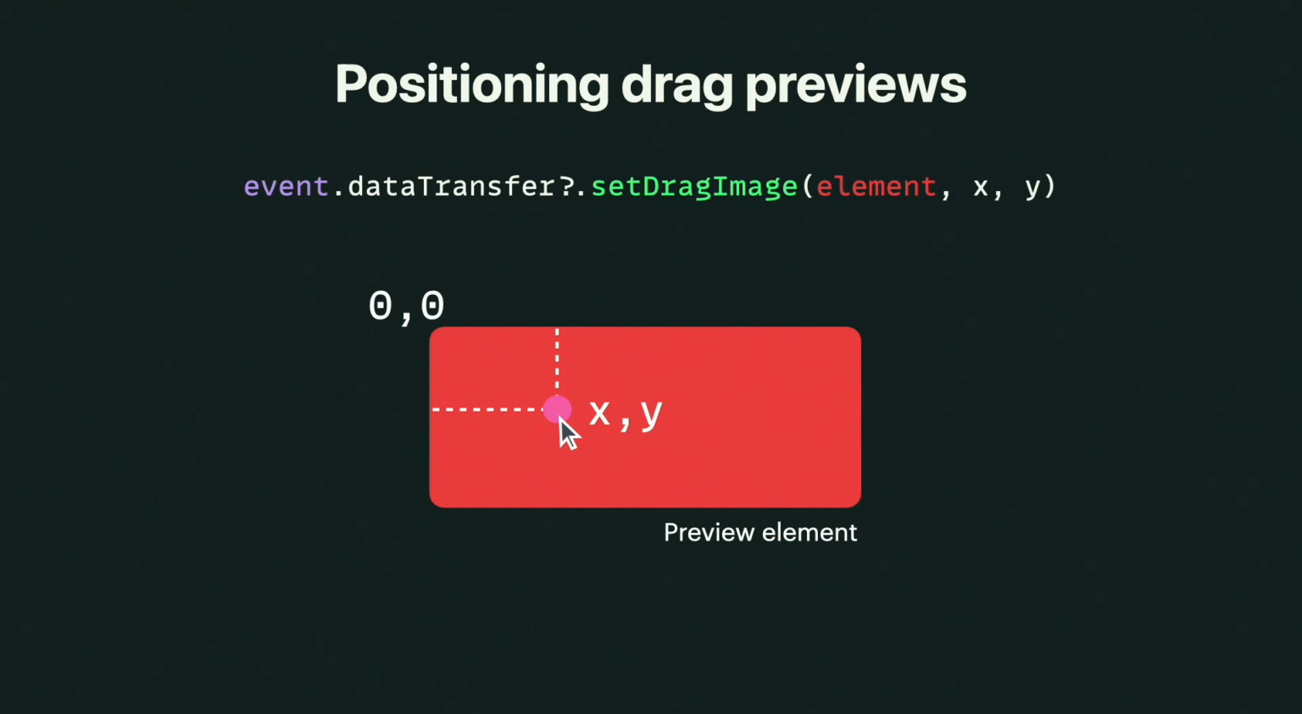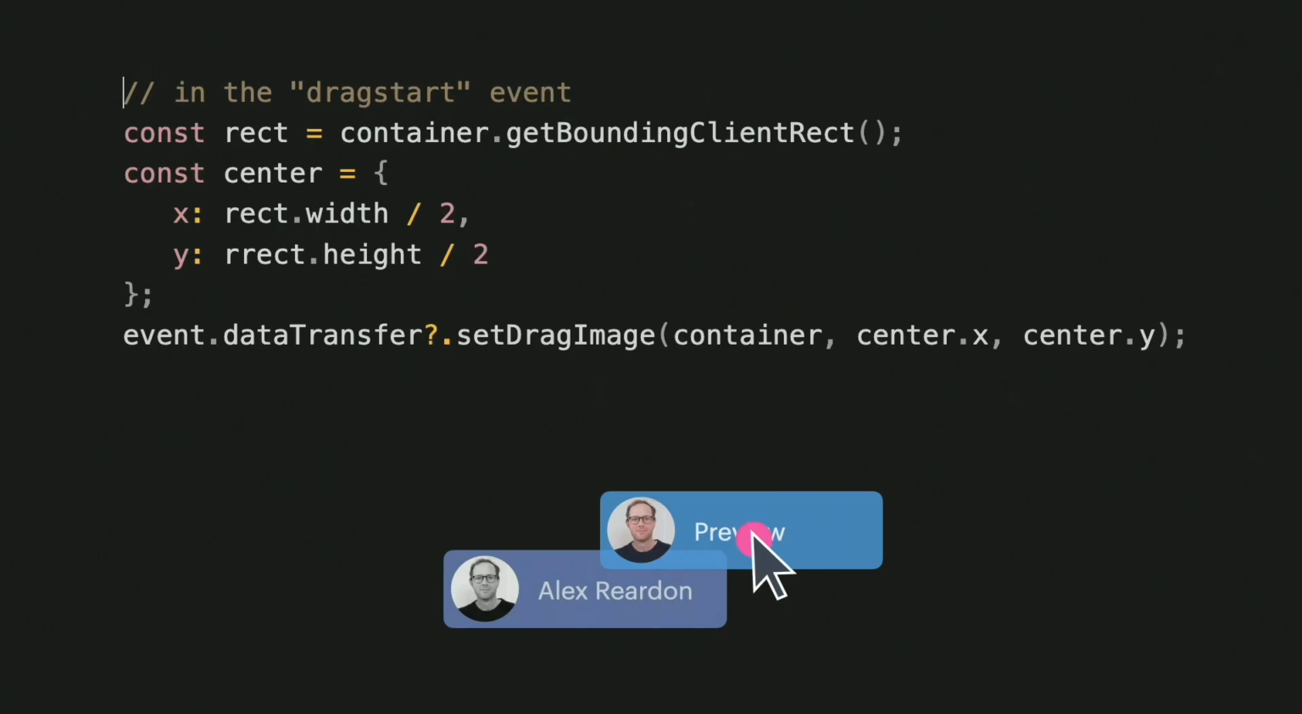Positioning drag previews relative to the user's cursor. So it's like, where do you want the user's cursor to be on this drag preview? That's what the X, Y values are for. It starts at 0, 0 in the top left corner, and with X, Y you can push the user's cursor over that preview element. Now, it is too difficult, too many hoops, to get some common stuff working.